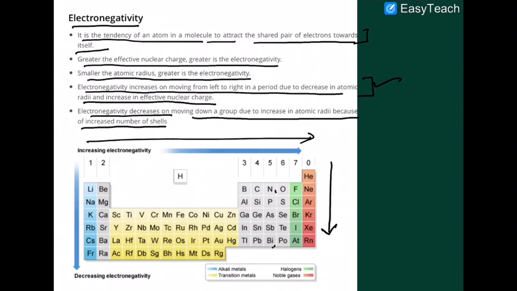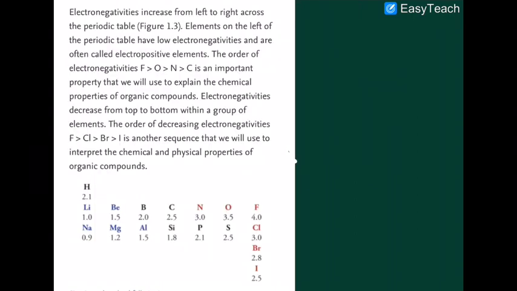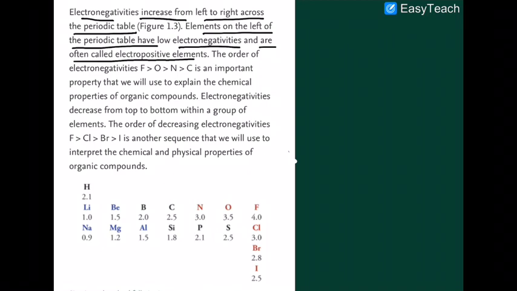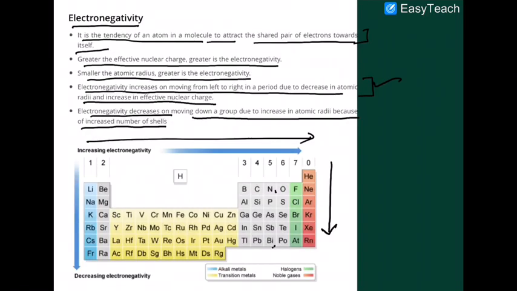I am repeating once more. Electronegativity increases left to right in a period, and electronegativity decreases top to bottom in a group. Sure? Now again, electronegativity increases left to right across the period. Elements on the left of the periodic table have low electronegativity and are often called electropositive elements. Look at that, what they are saying. These are all electropositive.